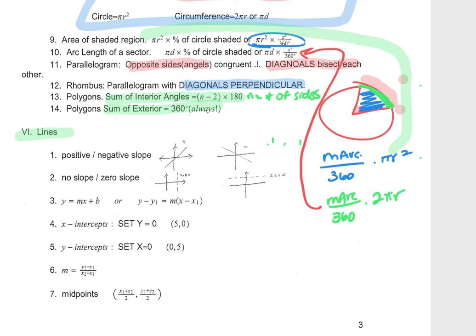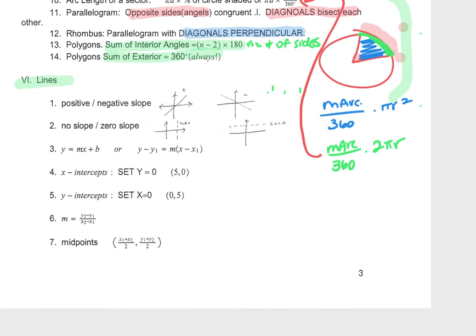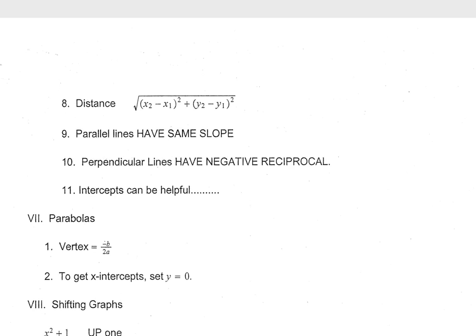For an x-intercept, we find where y is 0. For a y-intercept, we find where x is 0. To find slope given 2 points, it's y2 minus y1 over x2 minus x1. For midpoints, add the 2 x's, divide by 2, add the 2 y's, divide by 2. Distance formula: square root of x2 minus x1 squared plus y2 minus y1 squared. Parallel lines have the same slope. Perpendicular lines have the opposite reciprocal, or negative reciprocal.